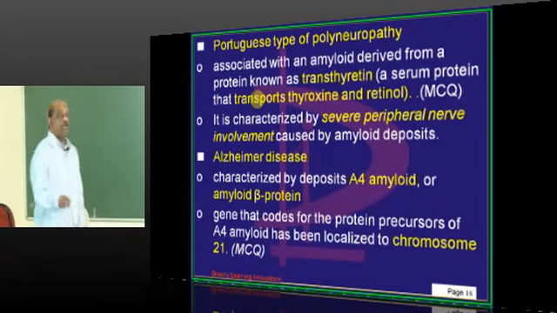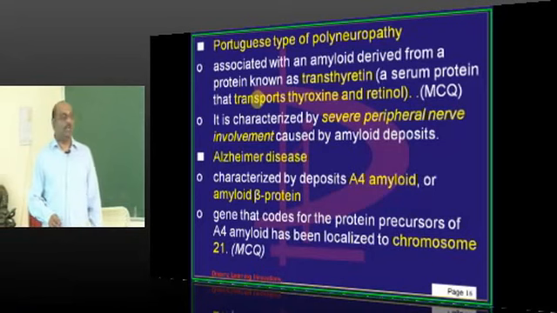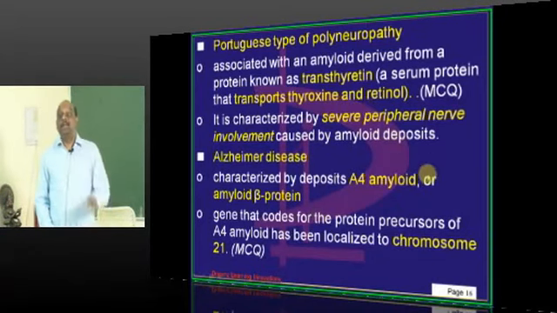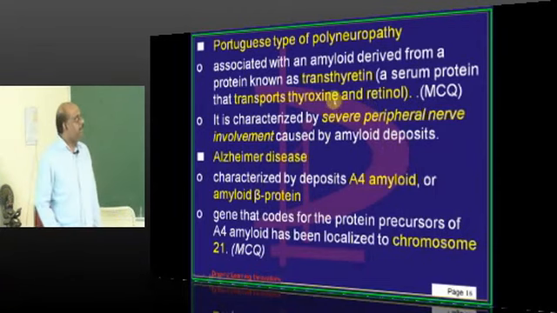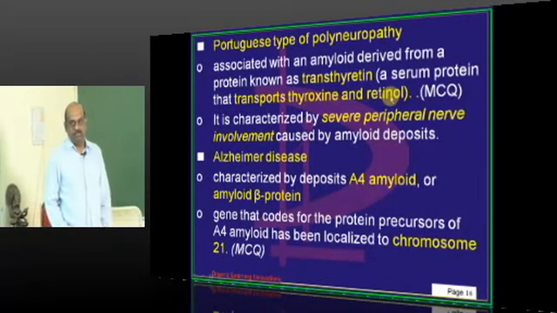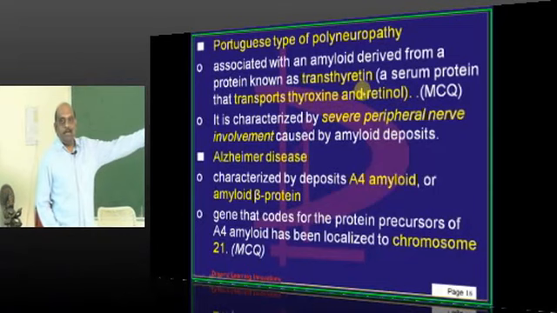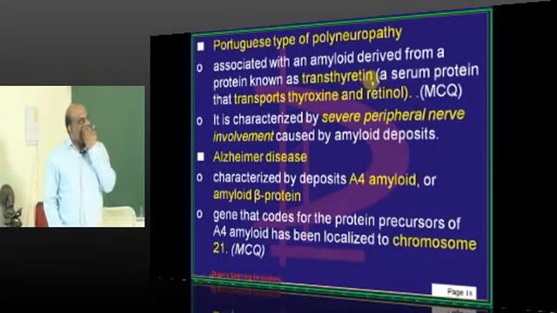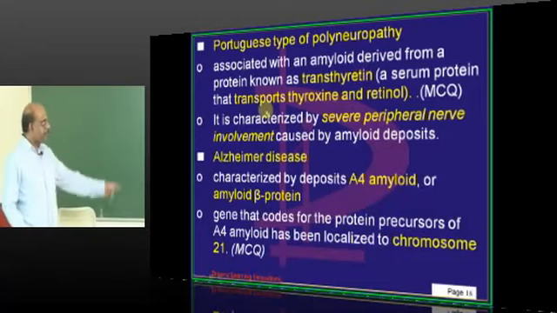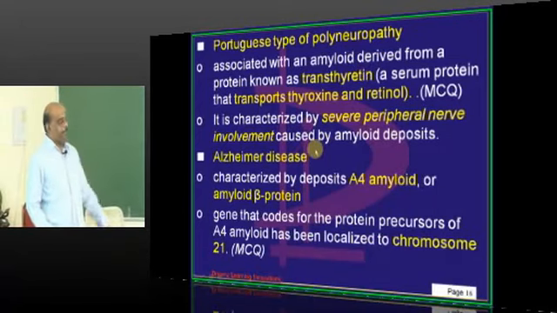Now, Portuguese type of polyneuropathy it is called as. In this, a special type of amyloid called transthyretin. What is the other name for transthyretin? It is the one which transports both thyroxine and retinol. It is a common transport protein in the serum for both of them, called transthyretin. It is the one implicated in Portuguese type of polyneuropathy. They have a peripheral nerve deposition.